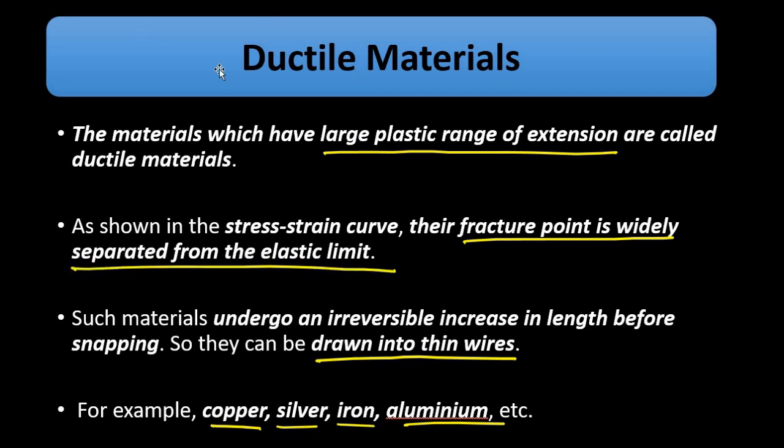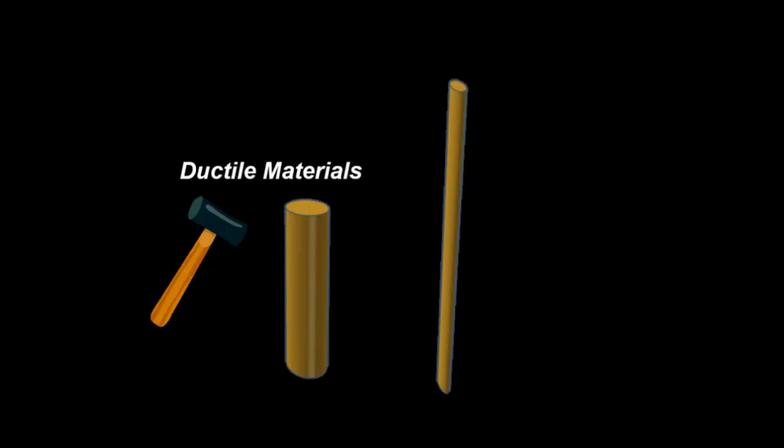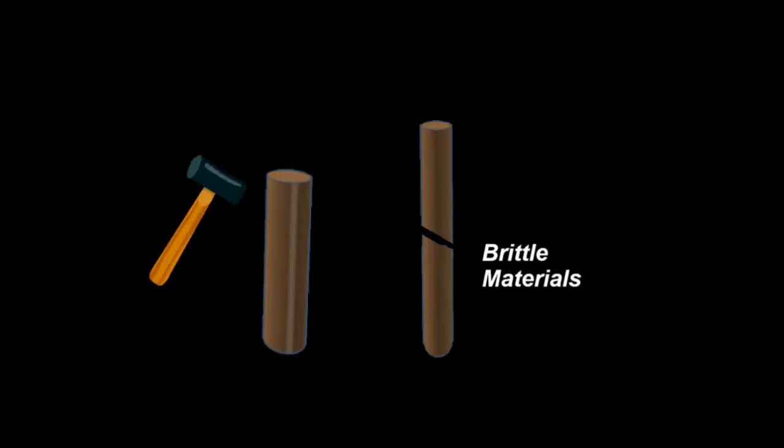Now brittle materials. Brittle materials are just the opposite of ductile. They cannot withstand higher levels of stress. Even beyond the elastic limit, if we increase stress by even a small margin, depending upon the characteristics, they will snap.